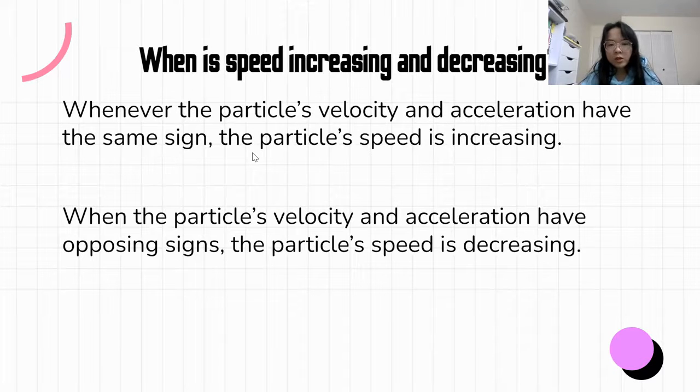When is the speed increasing and decreasing? When the particle's velocity and acceleration have the same sign, the particle's speed is increasing. When the particle's velocity and acceleration have opposing signs, the particle's speed is decreasing.